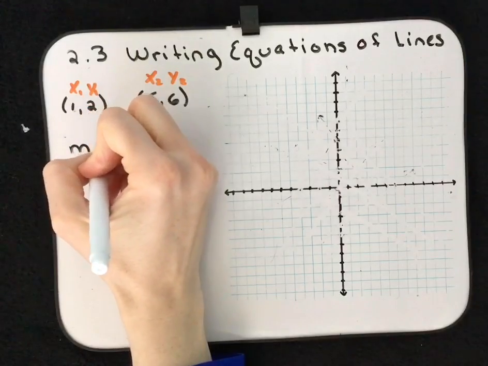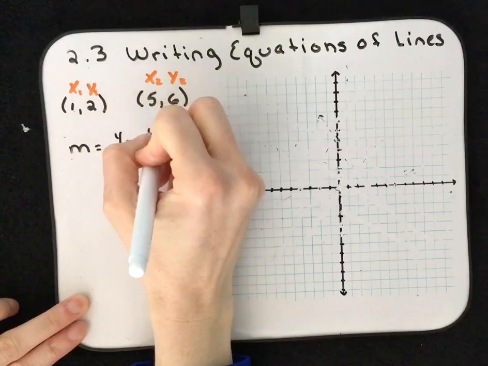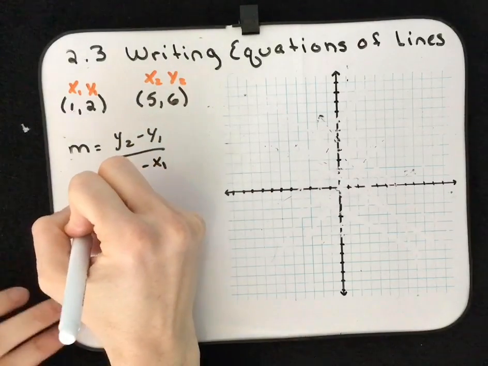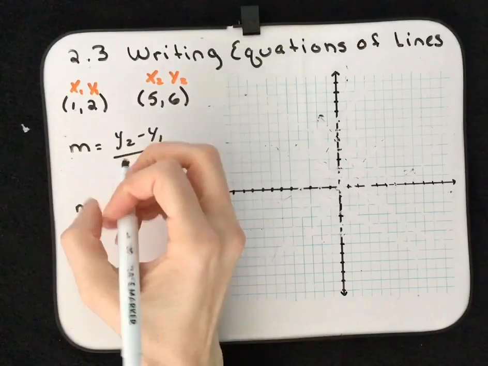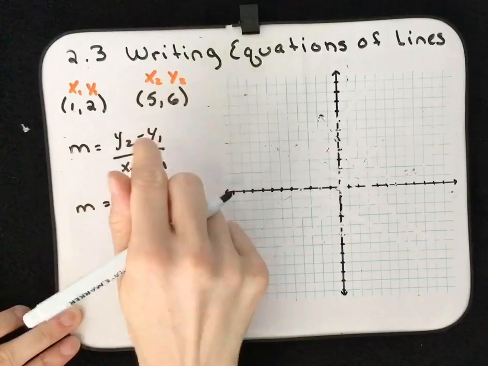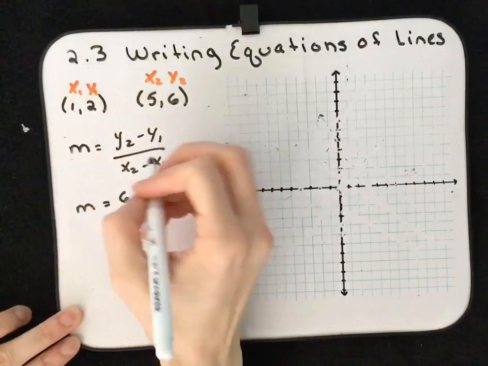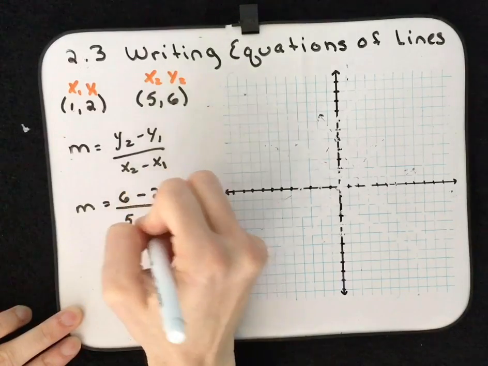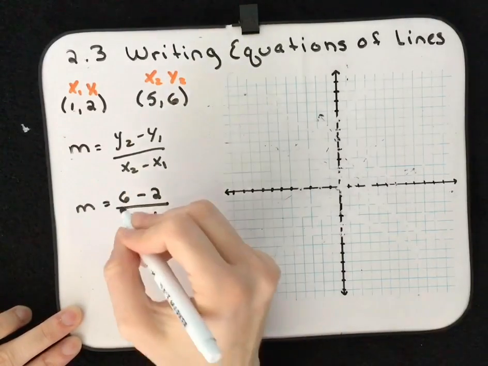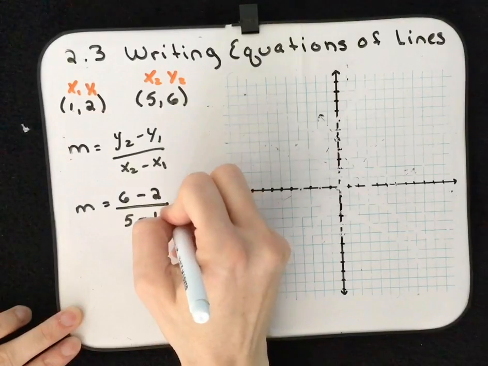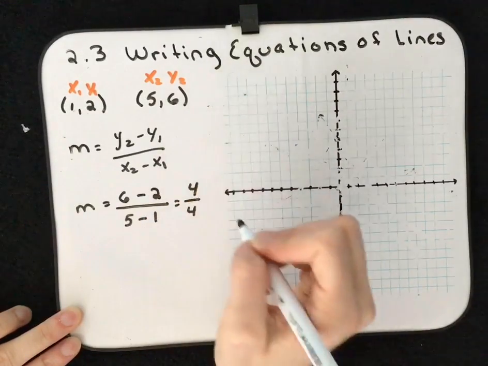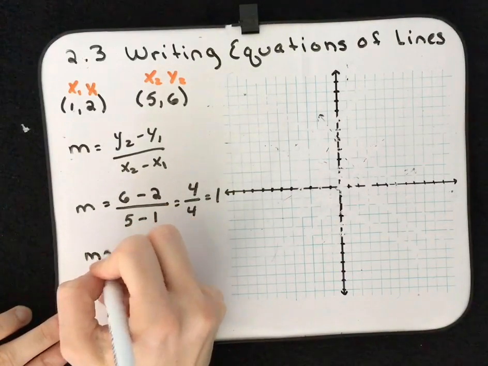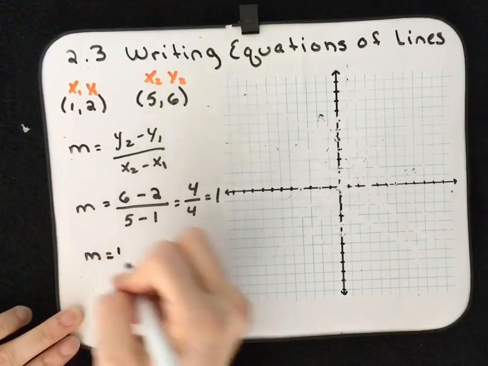So remember, our slope is y2 minus y1 over x2 minus x1. So let's fill in what we know. Our slope is y2, so in this case that's 6, minus y1, which in this case is 2, all over x2, which in this case is 5, minus x1, in this case is 1. 6 minus 2, that gives us 4. 5 minus 1, that gives us 4, which means our slope is 1. Or we can do 1 over 1 if you were going to graph it. So our slope is 1.